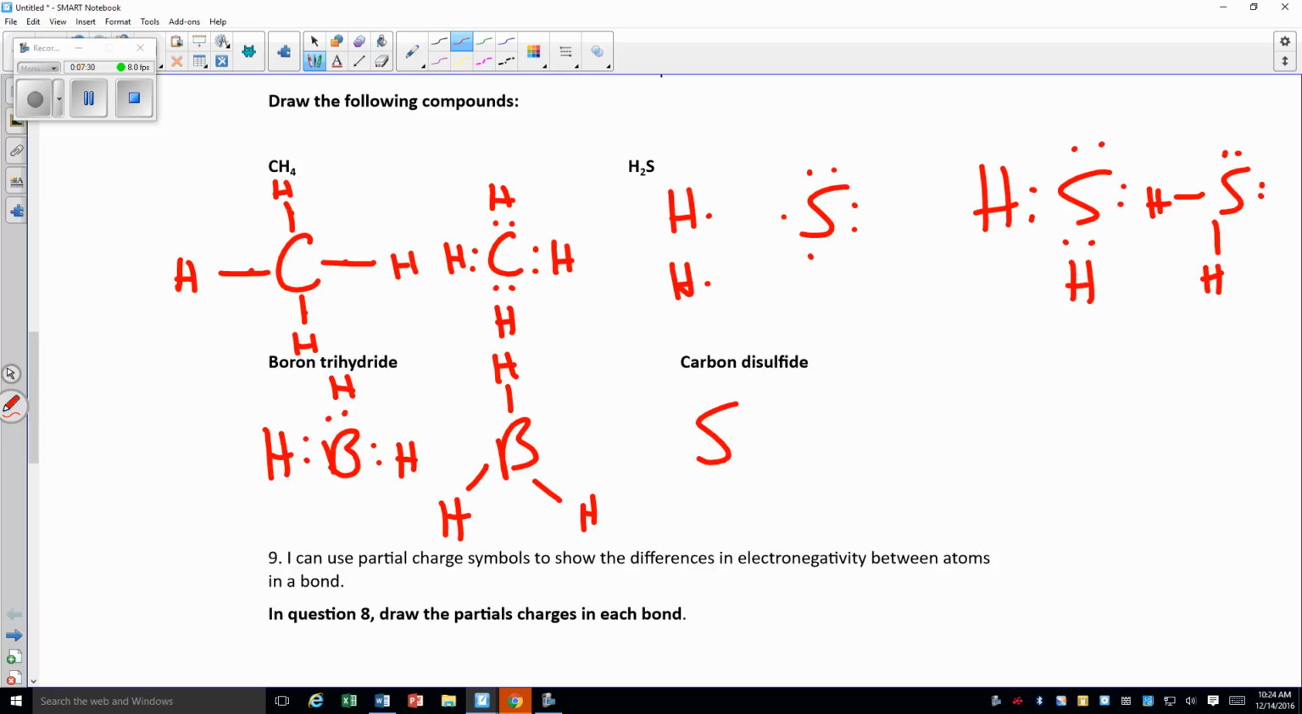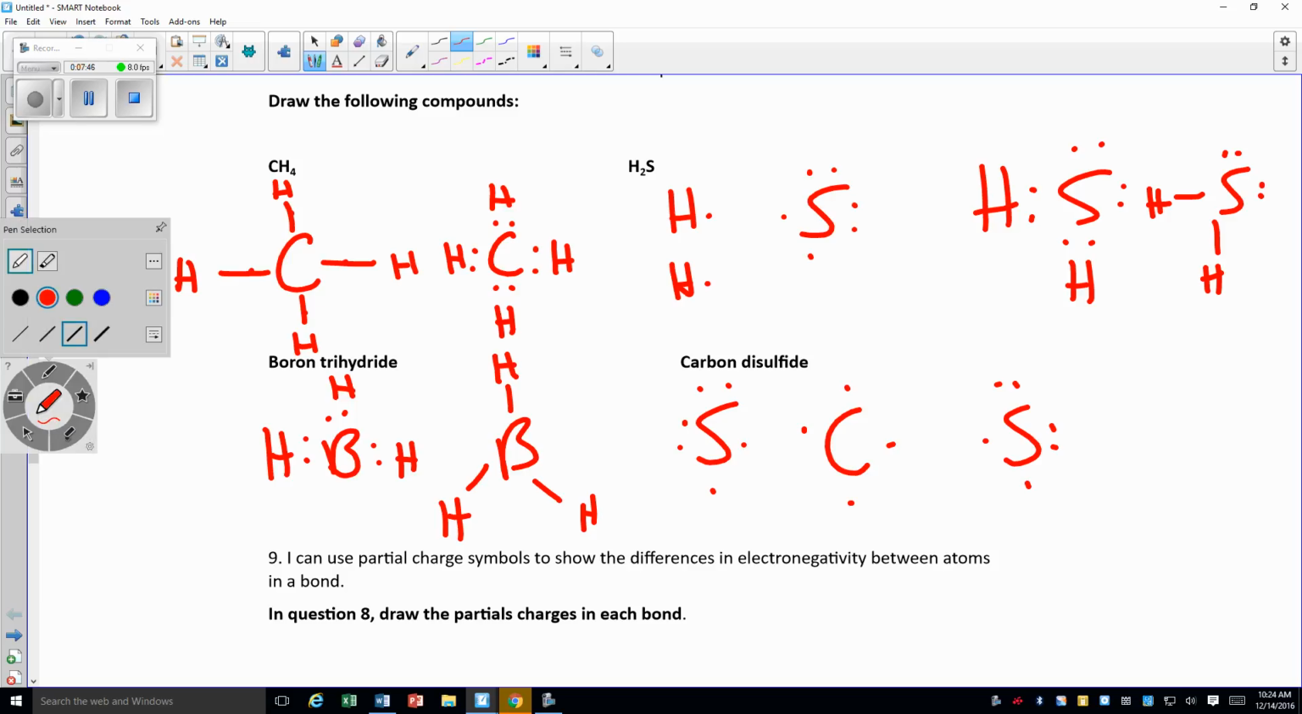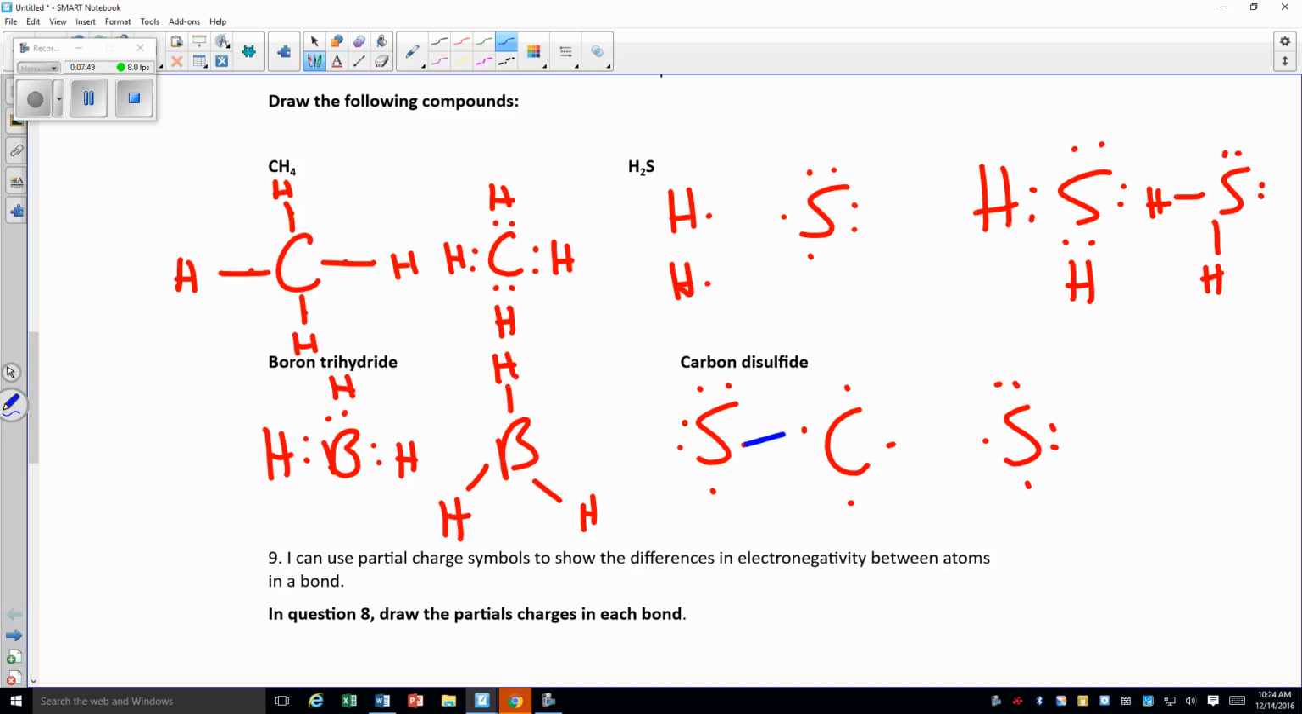Carbon disulfide. Each sulfur can share 2. Carbon has 4 lonely electrons, and those 4 lonely electrons need to bond with something. So we can share them with sulfur, and sulfur over here, making your final answer a double bond. So if you share 2, make sure you show me that it's a double bond.